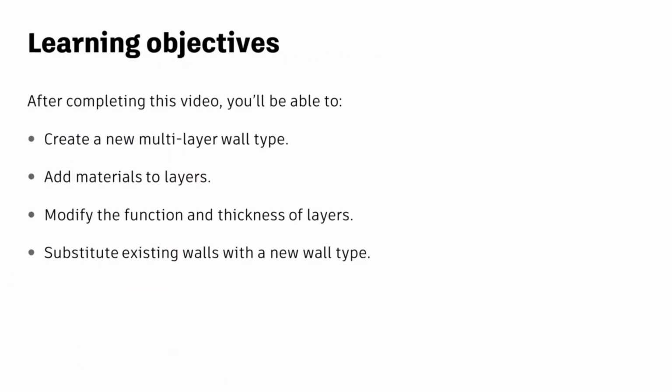The goal of this video is to create a new wall type with multiple layers. To do this, we will use the technique of duplicating an existing wall type and editing it to add the required layers to the wall. We'll assign materials, thickness and function to the layers to define the build-up of the wall. And finally, we will select the existing external walls in the model and swap them for the new wall type.